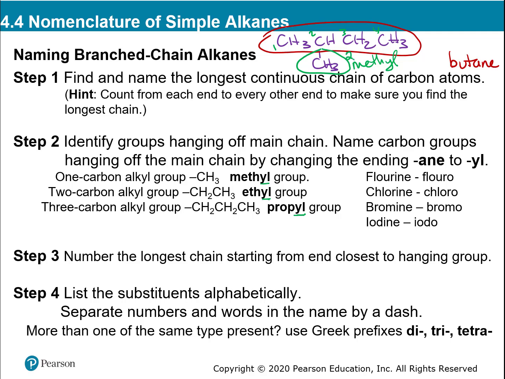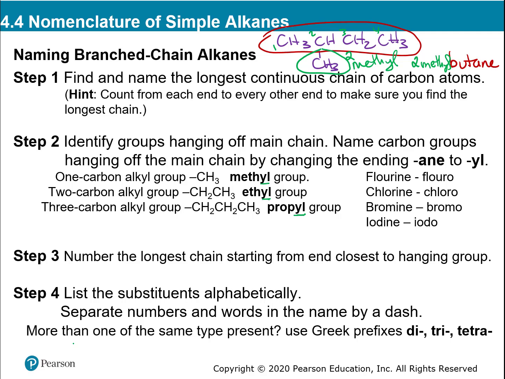So that means this is 2-methyl. That number 2 tells me which carbon the methyl's hanging off. It doesn't mean I have 2 methyls. It tells me which carbon on the chain it's hanging off of. So now this becomes 2-methylbutane. It's terrible looking. That's an M. Okay, so that is 2-methylbutane. If you have more than one hanging group, always name all the hanging groups, then do the numbering.